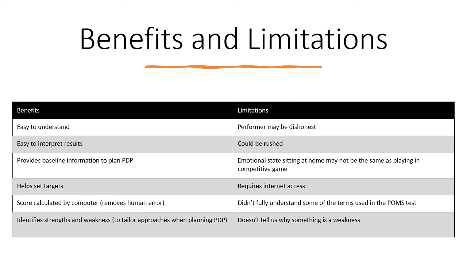We didn't fully understand some of the terms used in the POMS test, and you may perhaps have had to research them or ask the teacher throughout. And it also didn't necessarily tell us why something is a weakness. It just highlighted the words and that was a weakness, but it didn't really give you context. Is it before you go on to play a game? Is it during it? Is it after? It doesn't really tell you much about the reasons why.